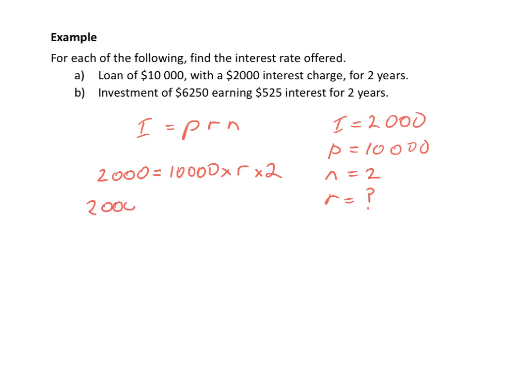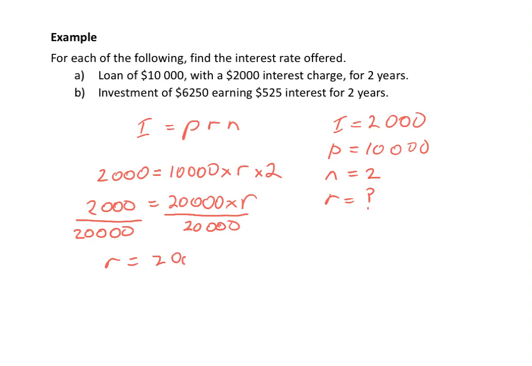So 2,000 is equal to, simplifying, 2 times 10,000 is 20,000 times the rate. Now I want to get rate by itself. To do that, I need to divide this side by 20,000. What I do to one side, I need to do to the other side. So 2,000 divided by 20,000 is going to equal my rate. So my rate is going to equal 0.1 or 10%.